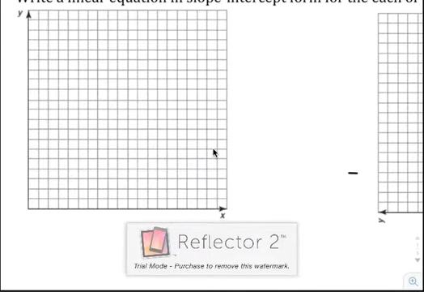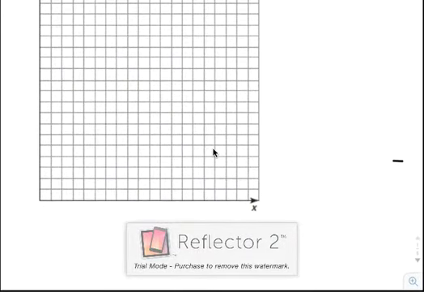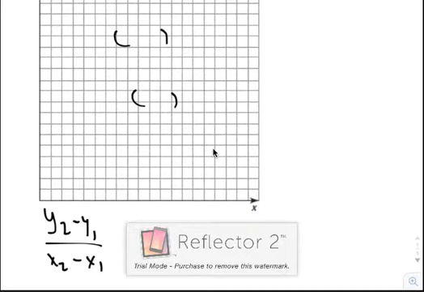Remember, on your test tomorrow, start with y2 minus y1 over x2 minus x1. Okay, do the ordered pair, and then start with y minus y1 equals m parentheses x minus x1. This is called point slope formula.